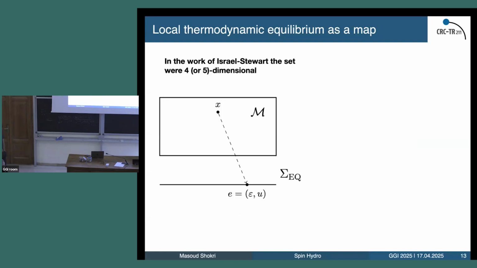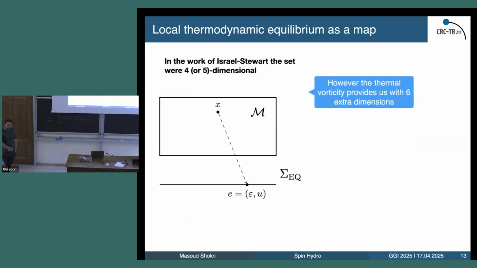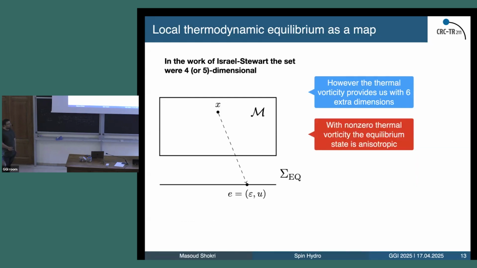Now, the thing is that this space is four-dimensional. Of course, if you have charge density, it becomes five-dimensional, so you have only epsilon and you have 3 degrees of freedom in U. But the thermal vorticity can also exist in global equilibrium, which means that it gives you 6 extra dimensions to this space. But if you have non-zero thermal vorticity in your reference equilibrium state, there will be some problems.